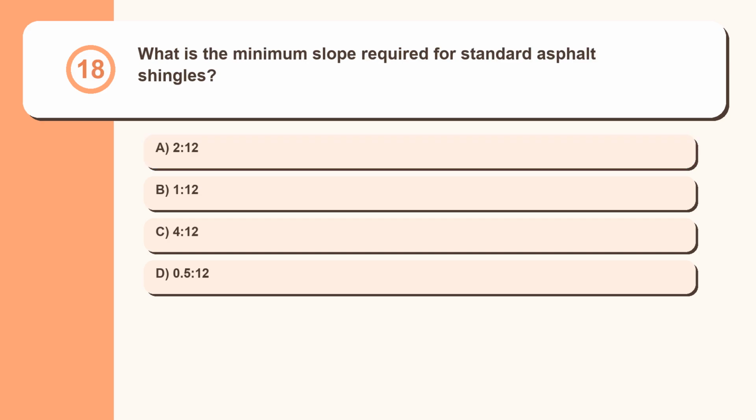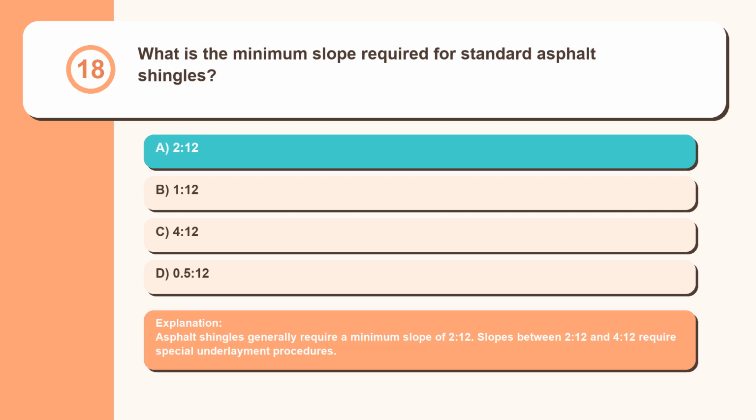Question 18. What is the minimum slope required for standard asphalt shingles? 2:12, 1:12, 4:12, 0.5:12. Asphalt shingles generally require a minimum slope of 2:12. Slopes between 2:12 and 4:12 require special underlayment procedures.